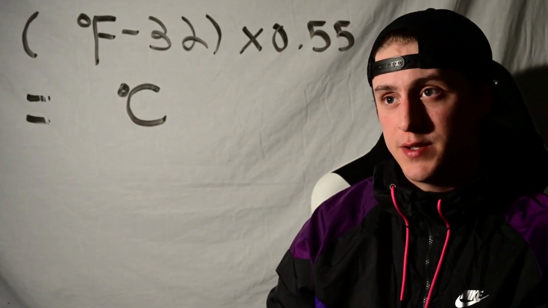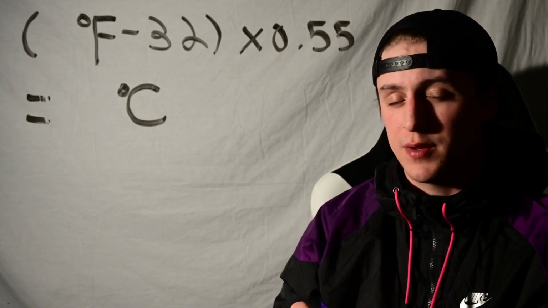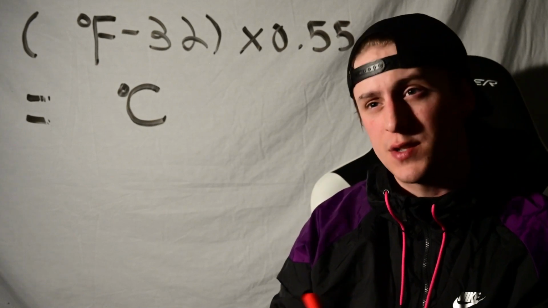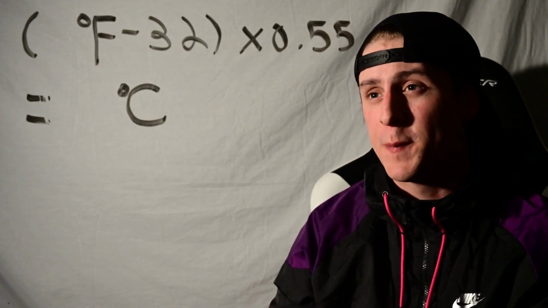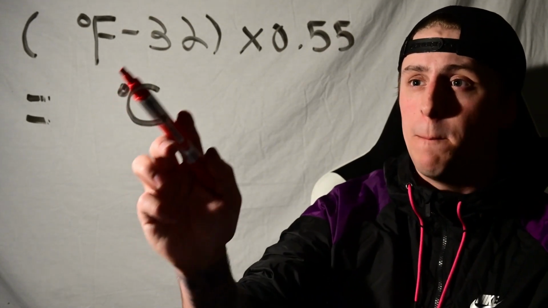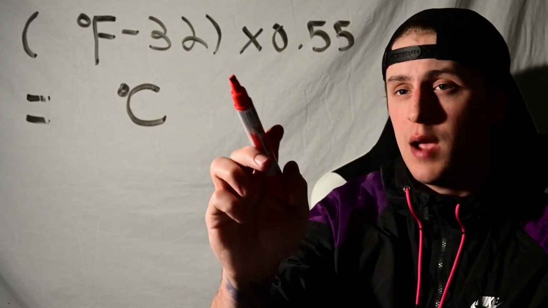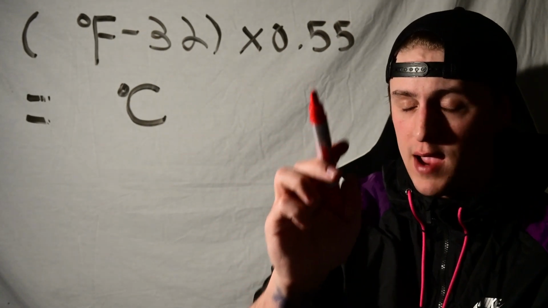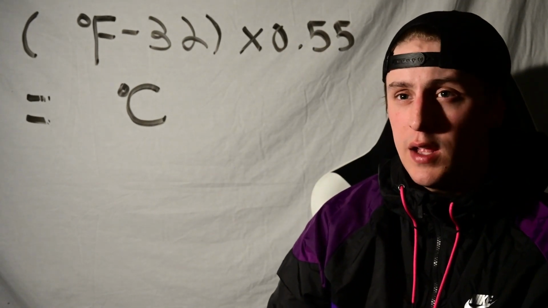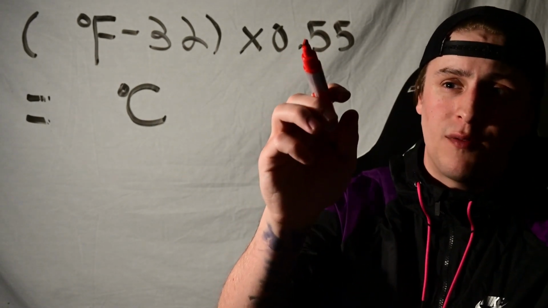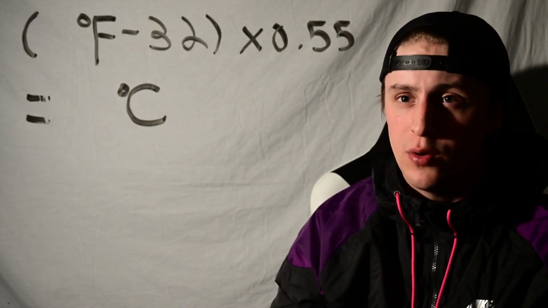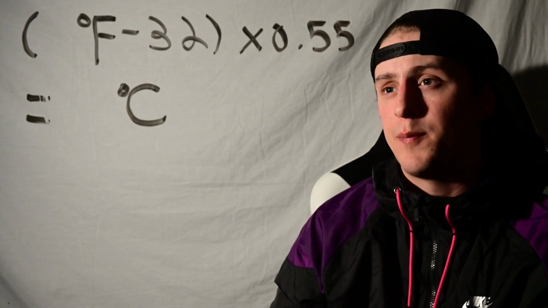Alright guys, so the first thing we're going to tackle is converting Fahrenheit into Celsius. One of the trickier ones, so I wanted to hit it right off the bat. So this is our formula. We're going to take our degrees Fahrenheit minus 32 and then times it by 0.55, and that's going to give us our degrees in Celsius. It's actually times 5 over 9, but you'll see why I chose 0.55 here in just a second.